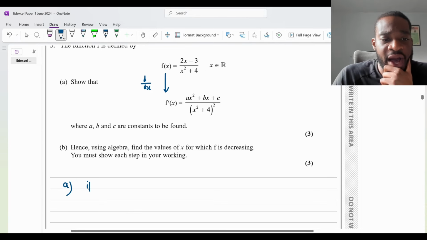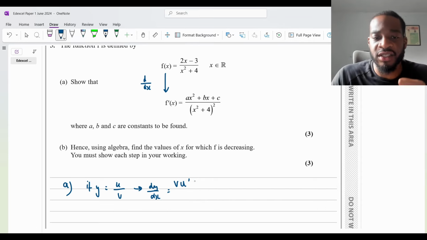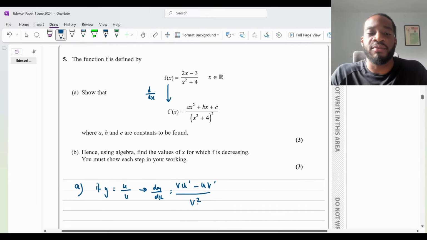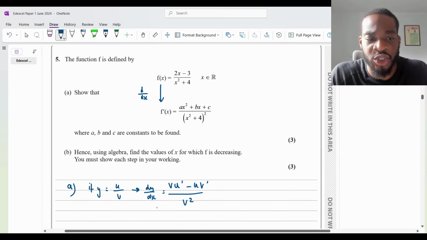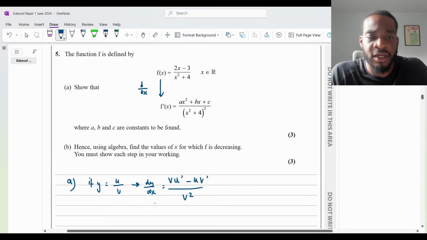If y is equal to u divided by v, then dy over dx is going to equal, we start with v, remember the order matters here because we're subtracting, v u dash, I put dash instead of the u because it's just faster to write, saves a couple of seconds in the exam, minus u v dash, over v squared. The matter of the question is identifying what u and v are. u is your numerator, v is your denominator.